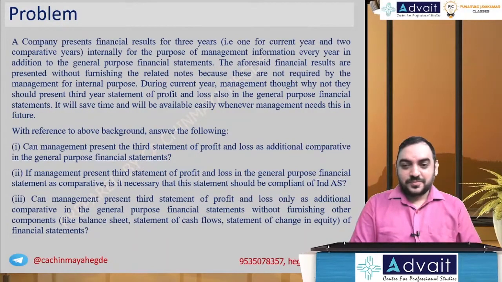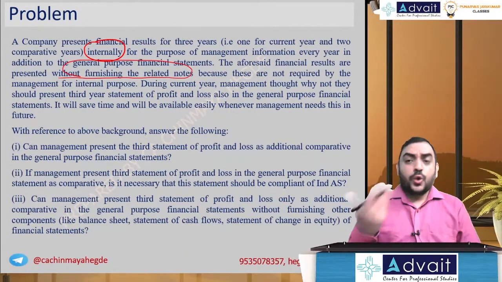Okay. Let me read. A company presents the financial statements for 3 years, one for the current year, two for comparative years. Three financial statements internally for the purpose of management information every year, in addition to general purpose financial statements. Internally, they are preparing three financial statements. The aforesaid financial results are presented without furnishing the related notes because these are not required by the management for internal purposes. Okay, so these financial results are furnished without notes because it's for internal purposes. Notes are not added.